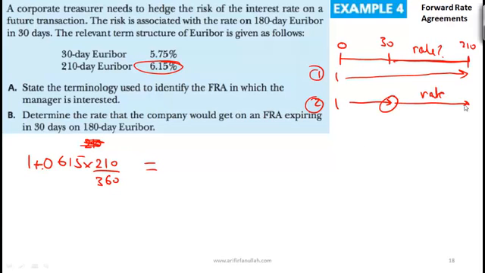Right? So in a no-arbitrage scenario, strategy 1 and strategy 2 should give you the same amount of money at the end of 210 days. So if you take $1 invested for 30 days, how much will you have? You will have 1 plus the 30-day rate, 0.0575 multiplied by 30 over 360. So this is how much money you have at the end of 30 days.